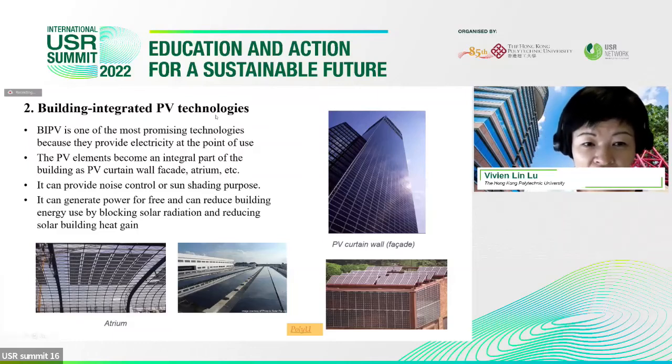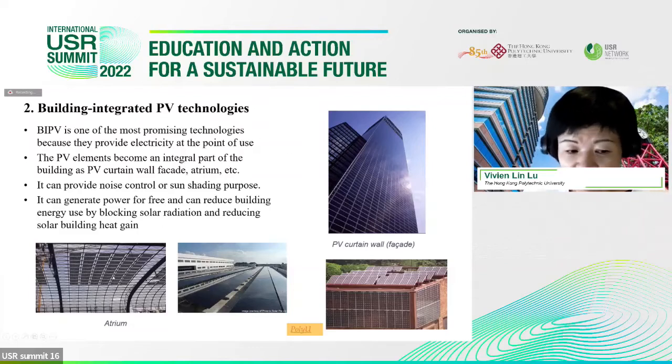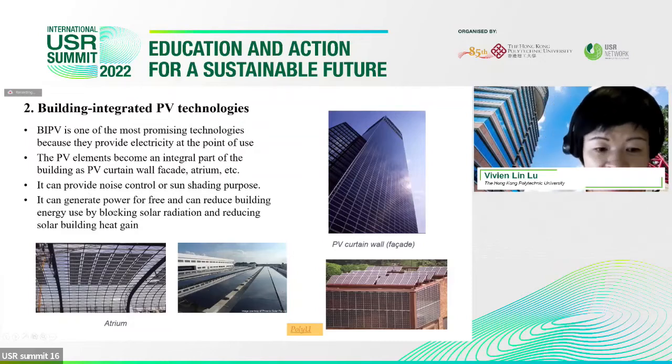So why do we have BIPV technology? Because in cities, we lack land. Therefore, we integrate solar PV modules into our buildings. We provide electricity at the point of use. And sure, it can replace conventional building envelope elements and also provide noise control and shading, etc.